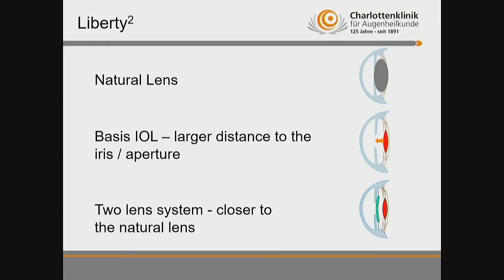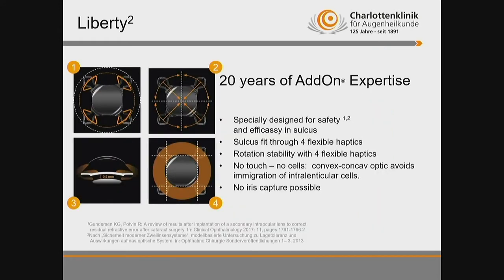So if you have a basis IOL, there's a larger distance to the iris aperture. In the 2 lens system, all the pseudophakic situations you create are closer to the natural lens dimensions. This is a new concept, but this is not a new expertise. First Q has 20 years of add-on experience so far, and it's an internationally still growing market for those systems.